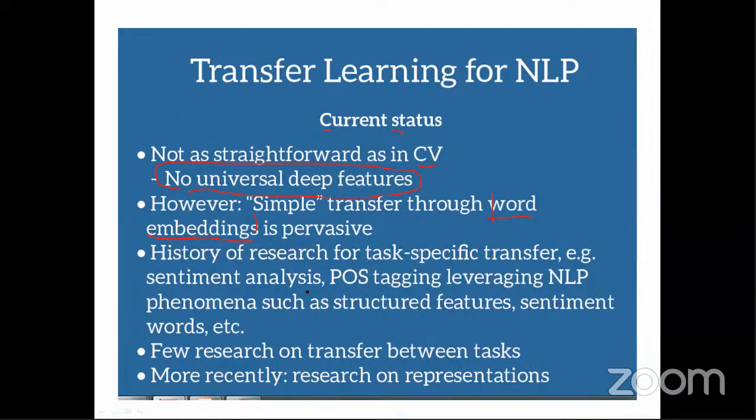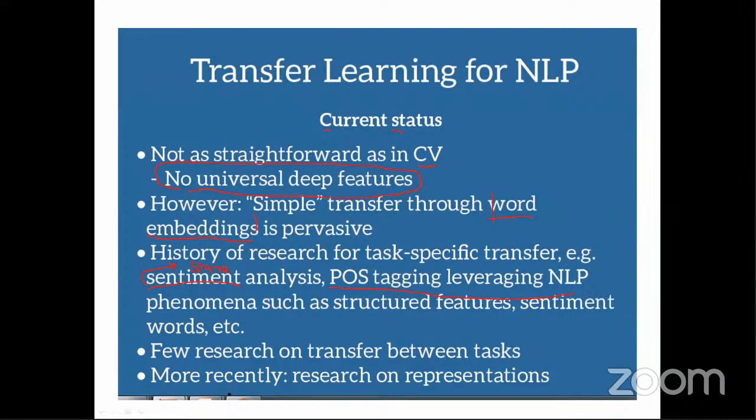When you go for transfer, the task should be selected in such a way that, as you can see here, POS tagging can leverage NLP phenomena, or allied areas can be combined. Suppose sentiment is there, and there is something called stance. You can put these two things together and see how sentiment analysis influences stance. So that kind of research possibility is also there. That is the current status of transfer learning.